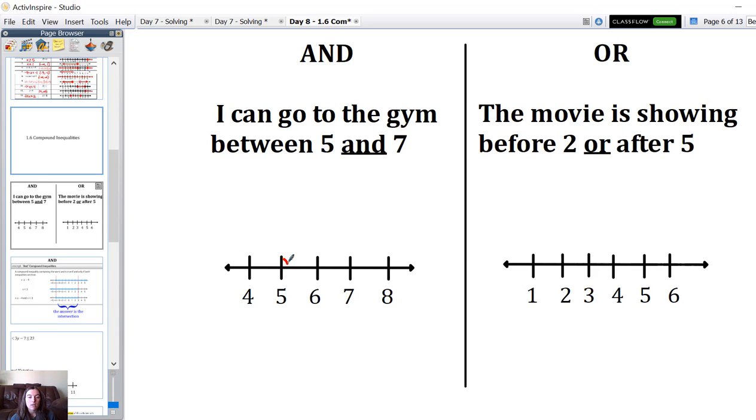So that means I could be at the gym anywhere from 5 to 7. This is my time space that I could be at the gym for. Somewhere between 5 and 7.